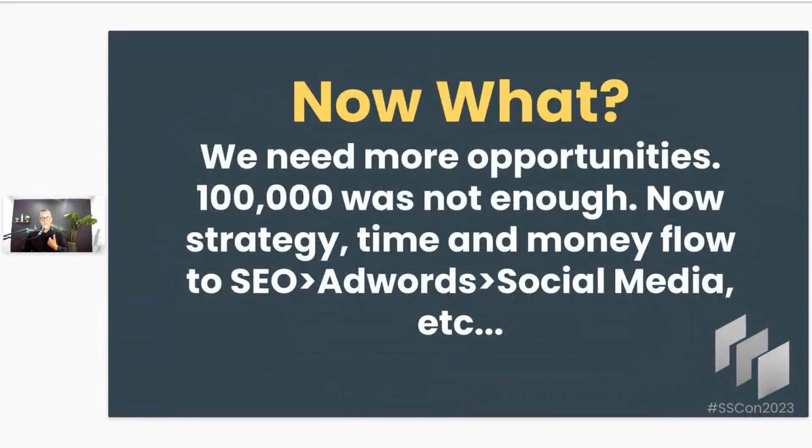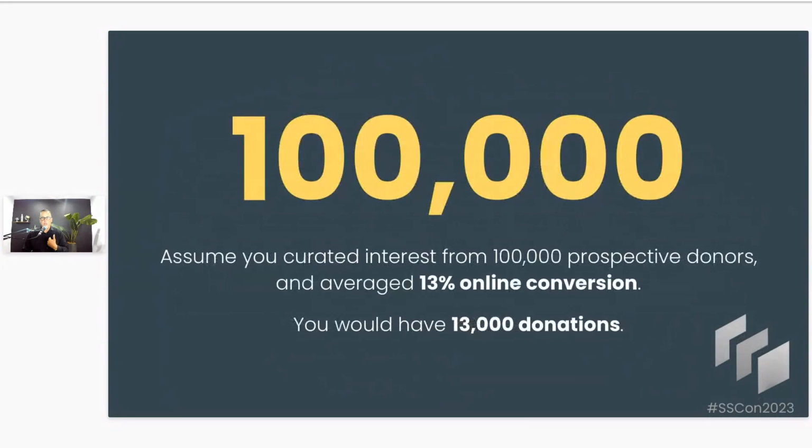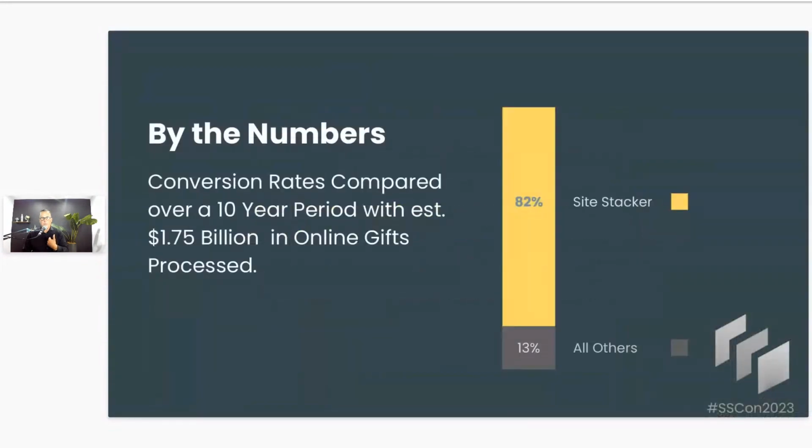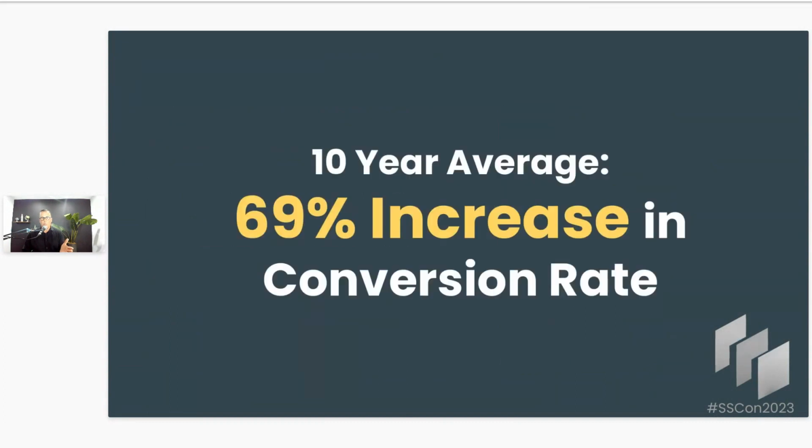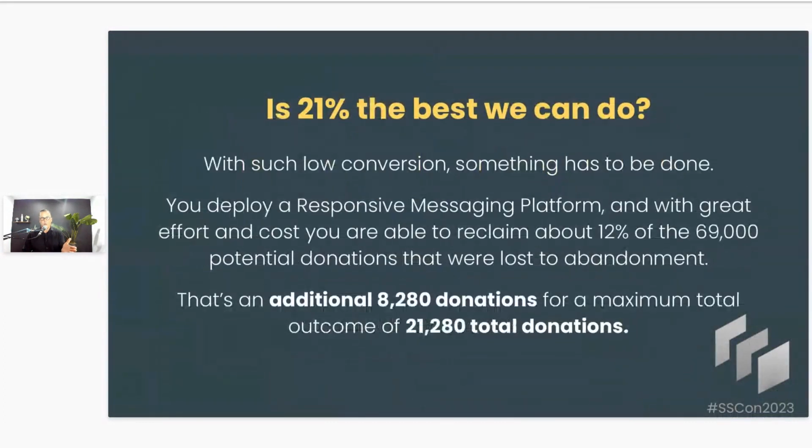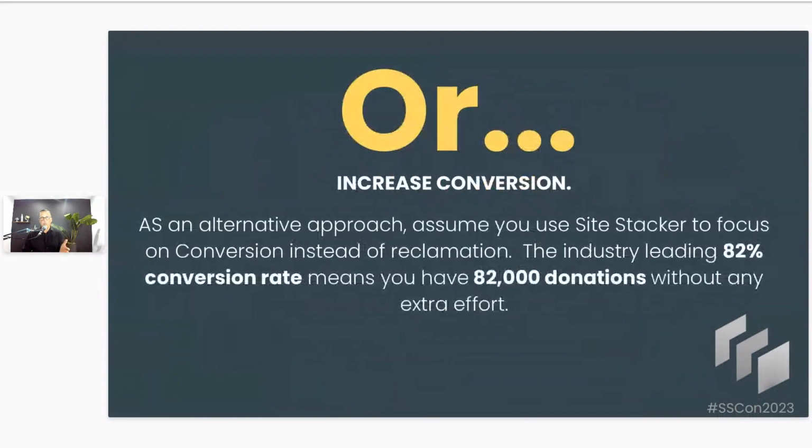Whereas SiteStacker, because we have an all-time 82% conversion rate, we're like, that problem's already generally solved. So now if that problem's solved, what are the next questions and where do we go from there? And it changes what you would focus on. It changes how you would do things. So you can either try to increase your opportunities, or you can take advantage of the organic opportunities you have.